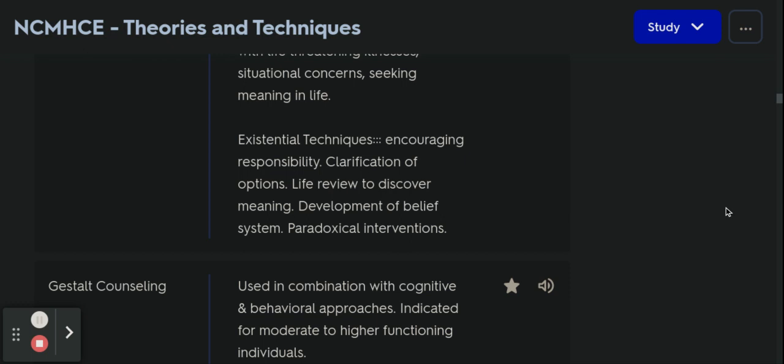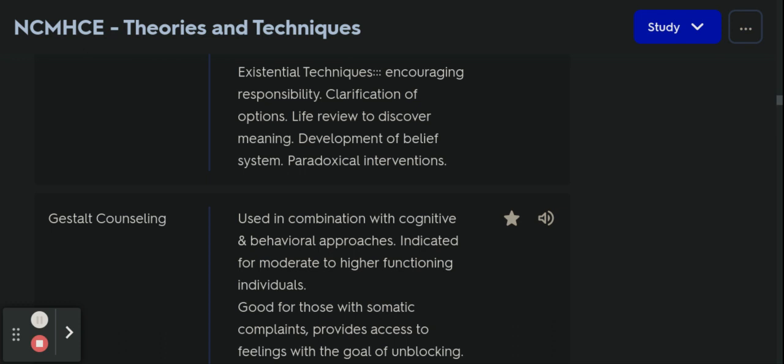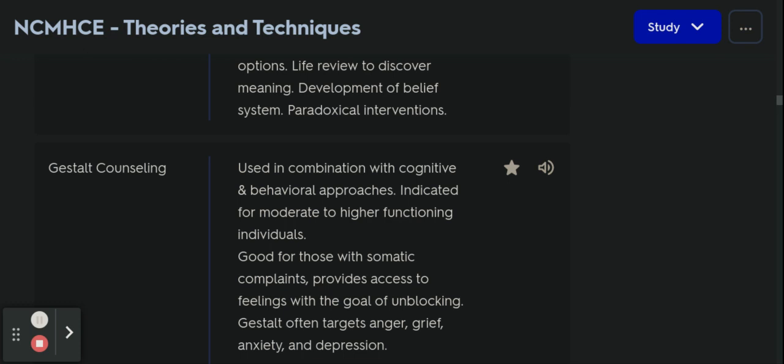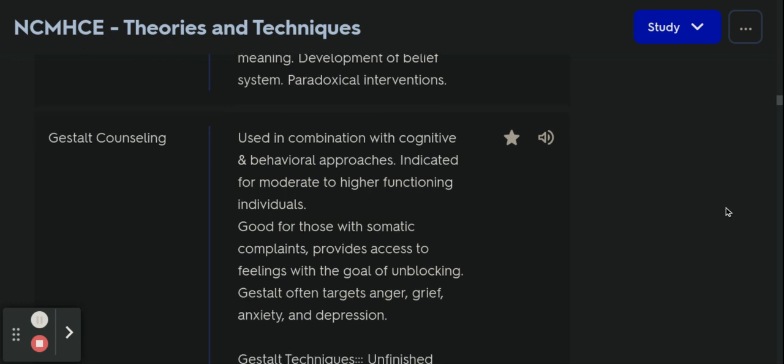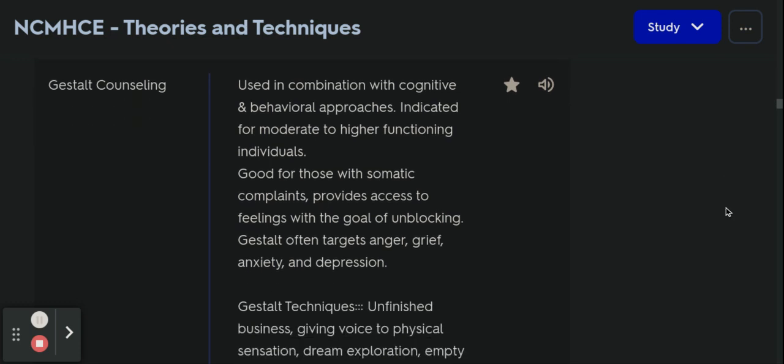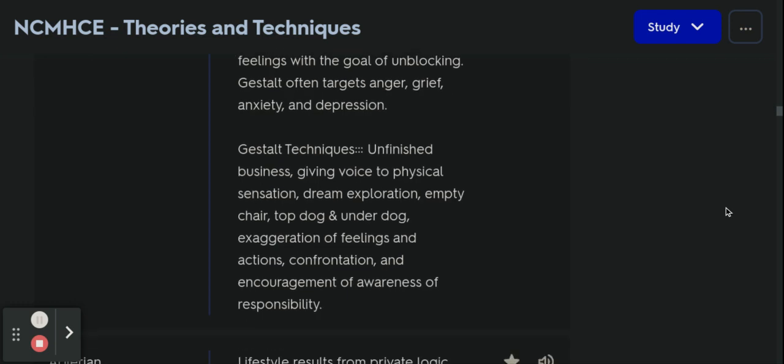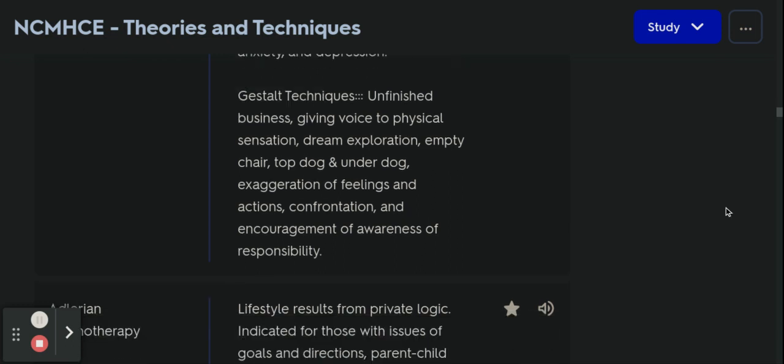Gestalt counseling, used in combination with cognitive and behavioral approaches, indicated for moderate to higher functioning individuals, good for those with somatic complaints, provides access to feelings with the goal of unblocking. Gestalt often targets anger, grief, anxiety, and depression. Gestalt techniques: unfinished business, giving voice to physical sensation, dream exploration, empty chair, top dog and underdog, exaggeration of feelings and actions, confrontation, and encouragement of awareness of responsibility.